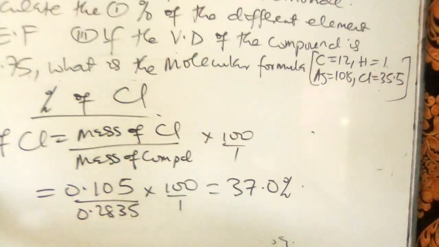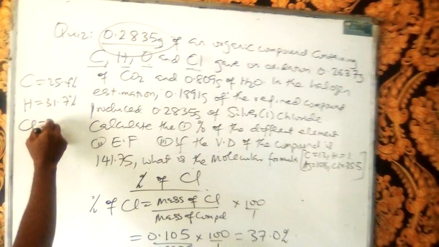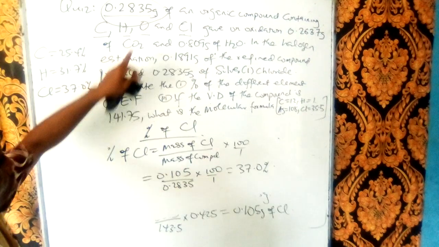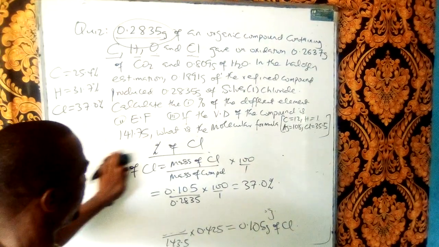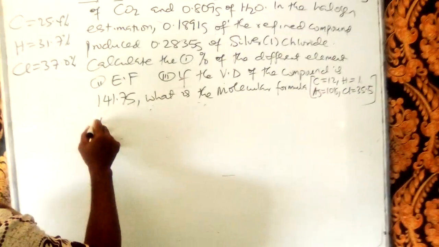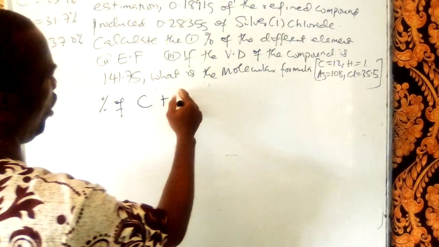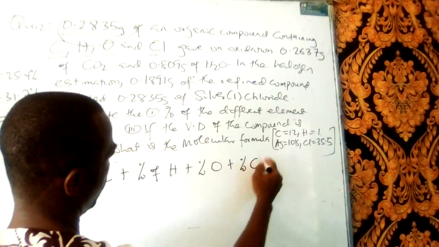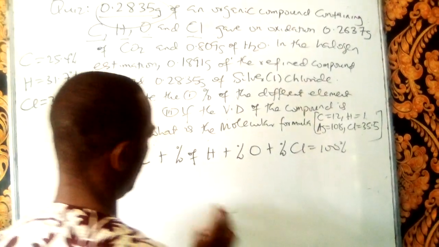So chlorine is 37.0%. Then they didn't give us any data about oxygen in this question, but they told us that there is oxygen in the compound. So how do we now find the percentage of oxygen? As I told you in the previous video, the formula of compounds 1, the first video I made, if you add the percentage of elements in a compound, all of them together, you must get 100%.